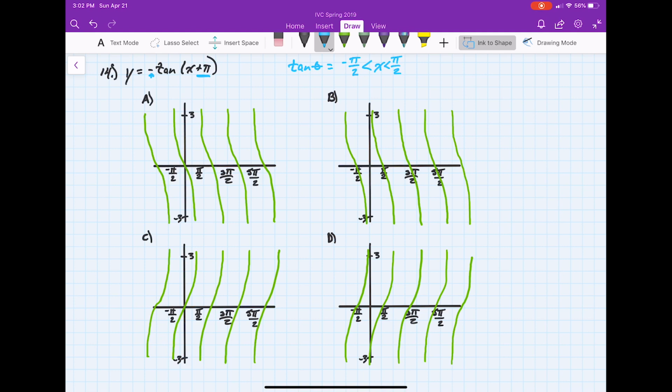It also is going to be a decreasing formula because of this negative here. So that automatically takes us out of C and D because those are increasing. It's not B because that didn't move over that full pi. So our answer here is A.